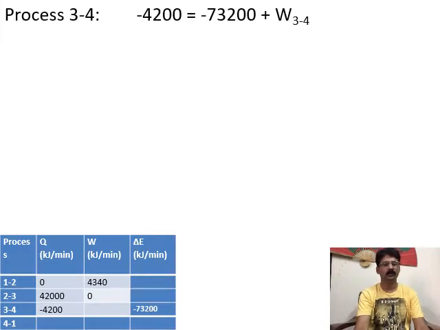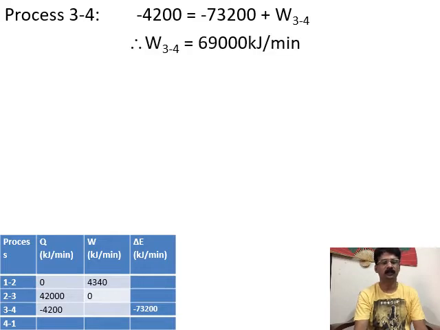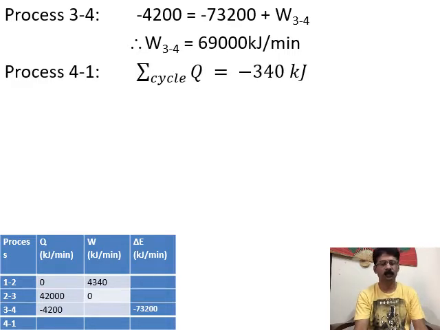Now coming to the process 3 to 4, once again the basic equation. You'll get W3 to 4 as 69,000 kilojoules per minute. Now the very important one is process 4 to 1, where none of the parameters are given in that row. But it is given that the Q for a cycle is minus 340 kilojoules. As I told earlier, all the energy units are given per minute.